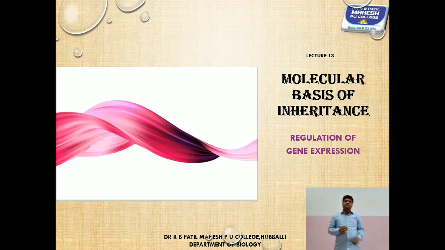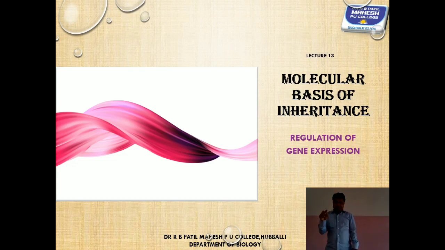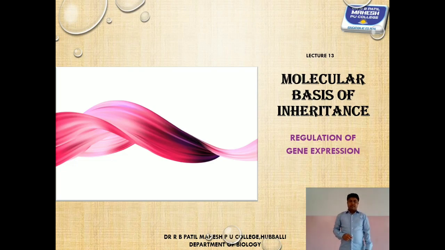For example, in case of the pea plant, the tall character is controlled by capital T. If that character appears in the next generation, that particular gene is expressed, and that particular gene is expressed in terms of proteins or polypeptides.